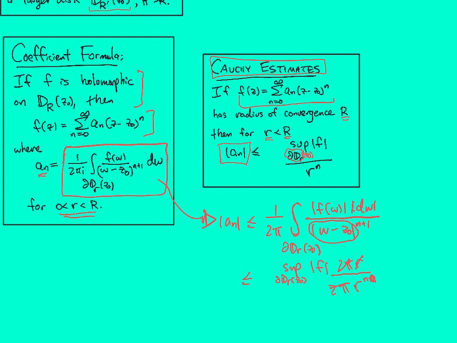Okay, and one bonus you can get out of this is you can actually put in an infimum, because you might as well choose an r that gives you the smallest value here.